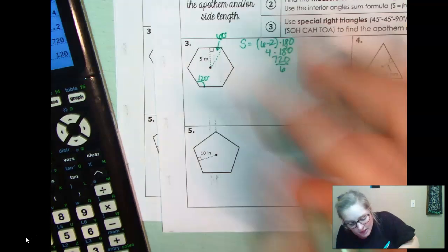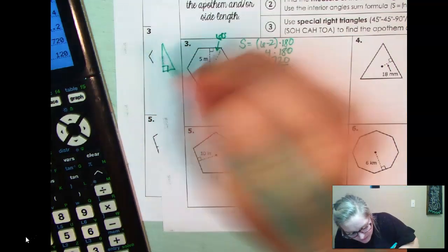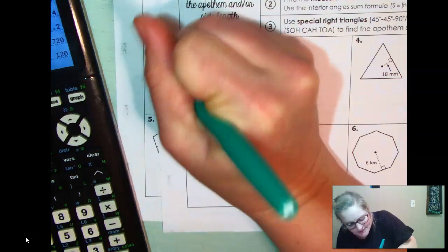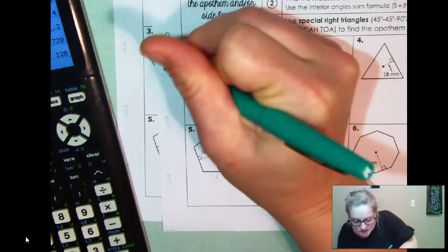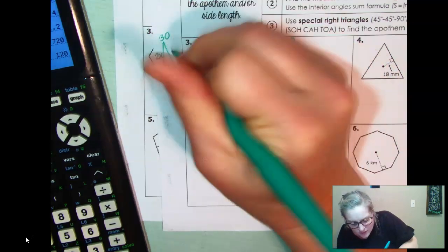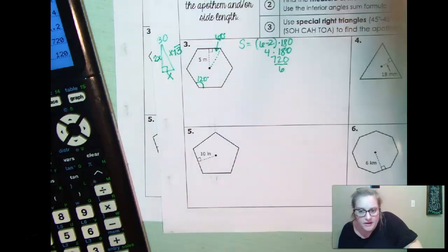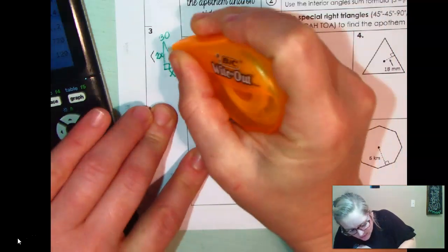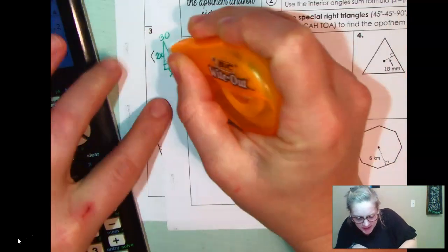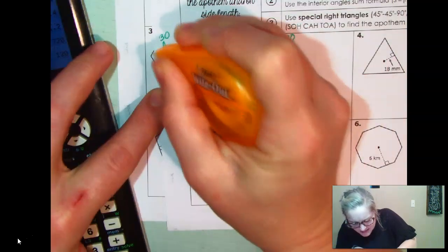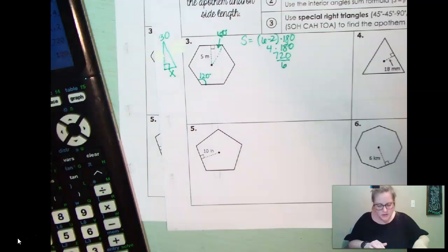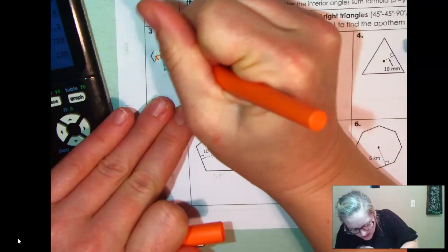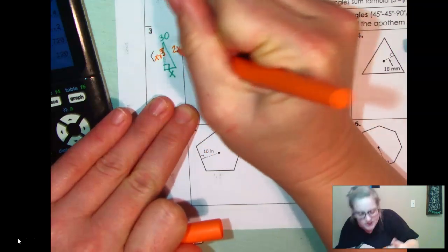If you remember about 30, 60, 90, if this is 30 degrees up here, that means across from 30 is x, across from 60 is 2x, and across from our right angle is x square root of 3. I think that's right. Okay, I'm glad I checked because I'm wrong. Across from the 90 degree angle is 2x, and across from the 60 is x square root of 3. So this is x square root of 3, and this is 2x. Okay, that's important to get those correct.